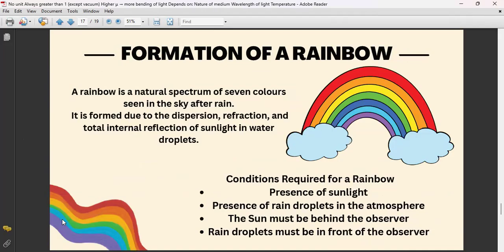The formation of a rainbow. A rainbow is a natural spectrum of the seven colors seen in the sky after the rain. You all have seen a rainbow. I like rainbows very much.